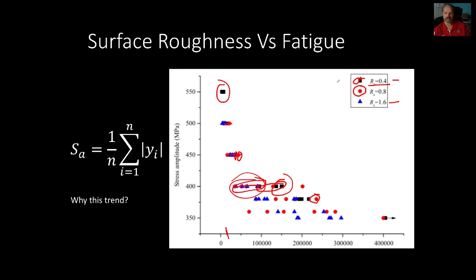It's kind of interesting that you've got some of the red ones even to the right of the black. So it looks like, if I had to guess, the difference between a 0.8 and a 0.4 on the surface roughness doesn't affect the fatigue as much. But if you go to 1.6, then it starts to make a big difference. So you can have very long fatigue lifetimes if it's very smooth and your stress amplitude is low.